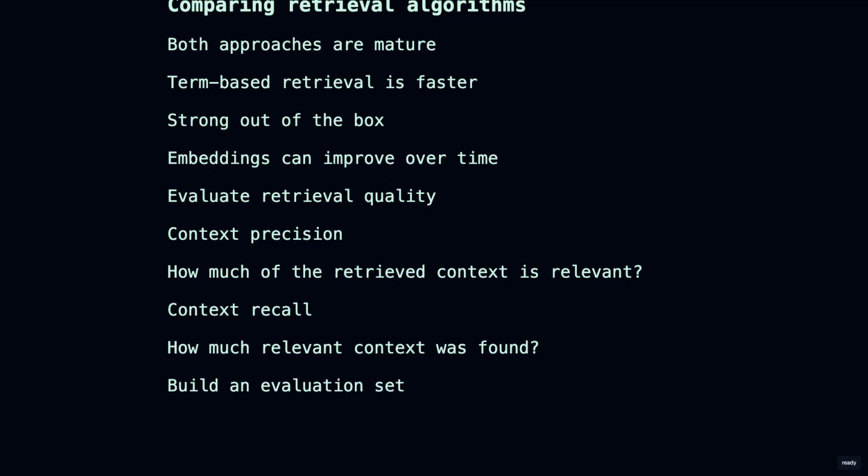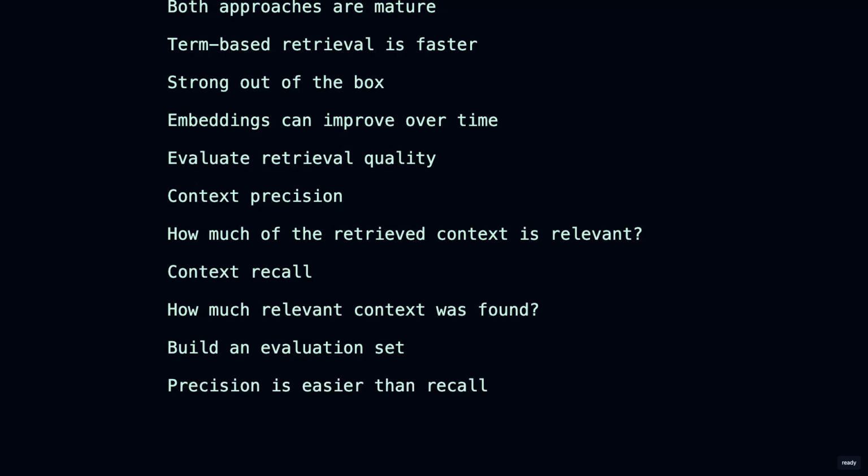To compute these metrics, you need a labeled evaluation set with test queries and relevance judgments for documents. Humans or AI judges can provide those labels, and then you score the retriever on that fixed set. In production, context precision is often easier to measure than recall. Recall requires knowing the relevance of every document, while precision only requires checking the retrieved set.